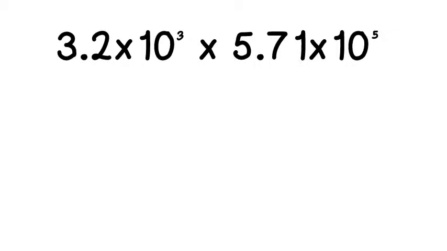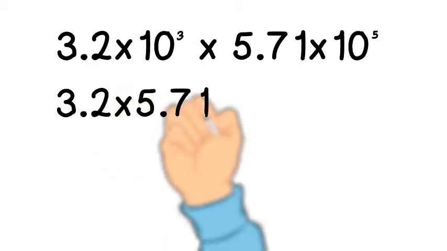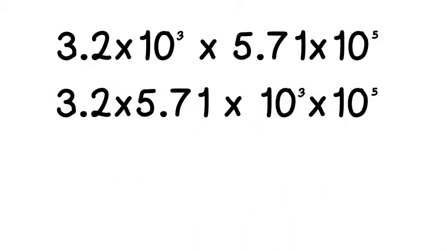In this example, we're going to use the commutative property of multiplication to switch the 10 to the third and the 5.71. This allows us to do the problem much easier than normal. Usually you would just do this in your head. So then we multiply 3.2 times 5.71 and get 18.272, and then 10 to the third times 10 to the fifth is 10 to the eighth.